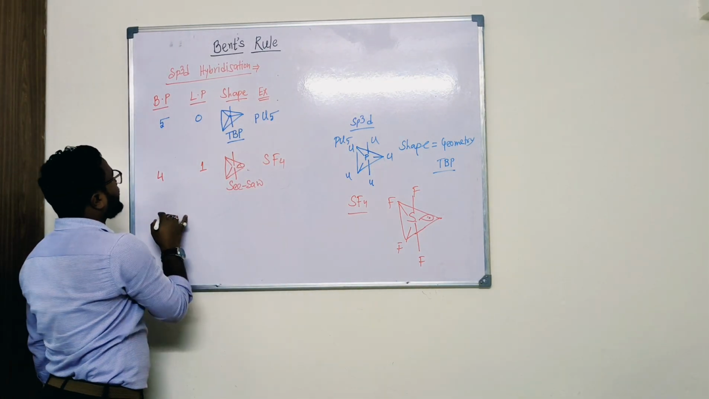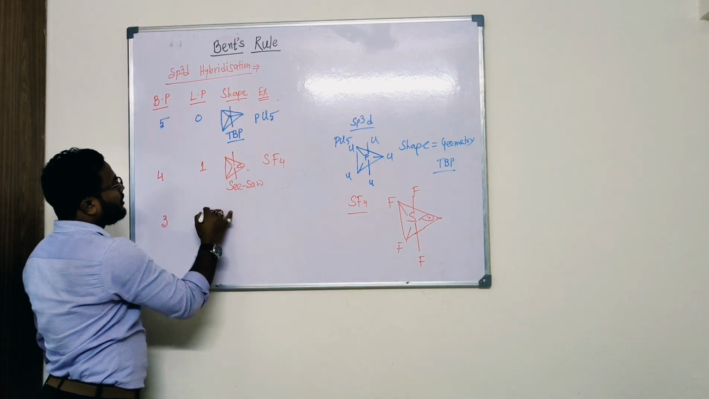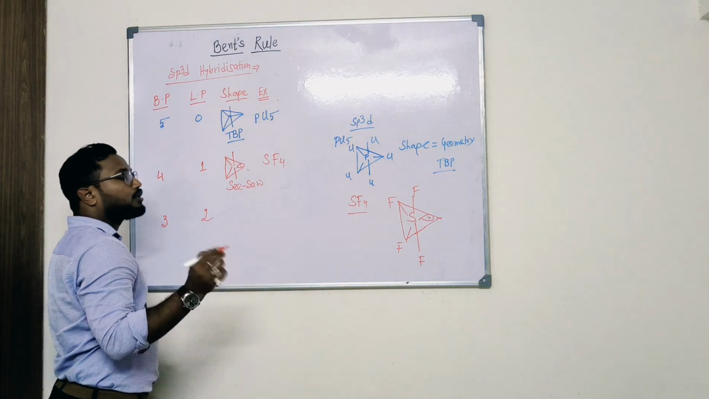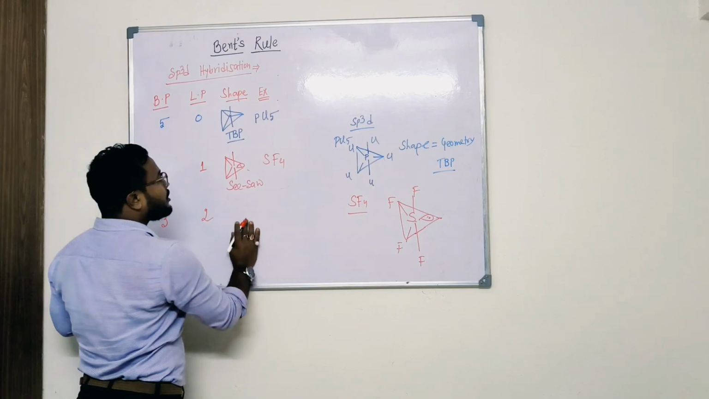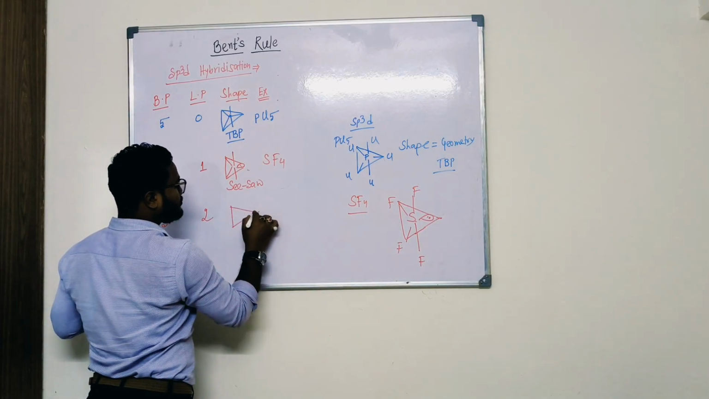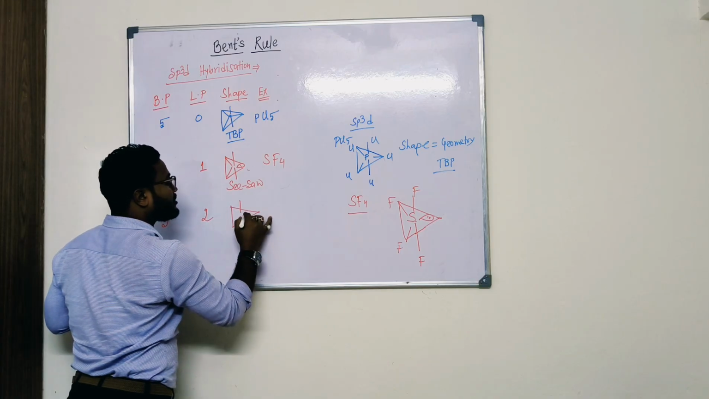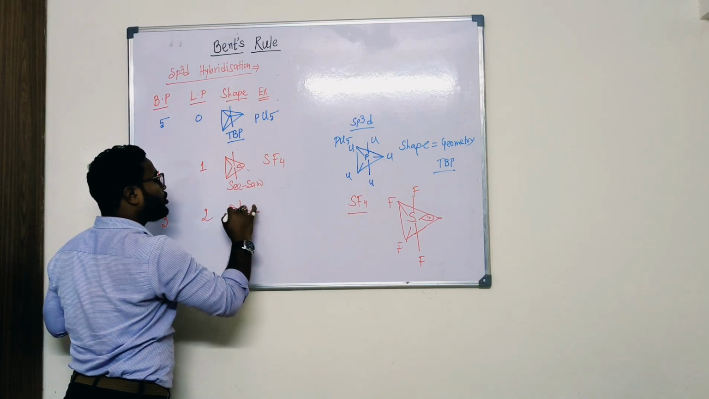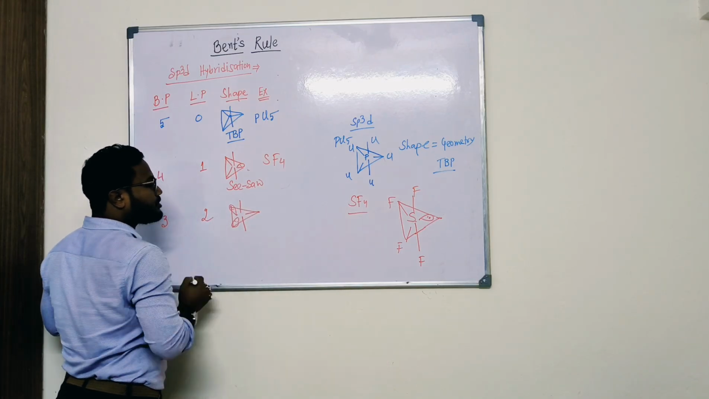Next case, if we take 3 bond pairs, we need 2 lone pairs. 2 lone pairs are coming. In that case, what will be the structure? You can check. These positions are fixed. This is not going to change. So the 2 lone pairs are going to be on these 2 sides.